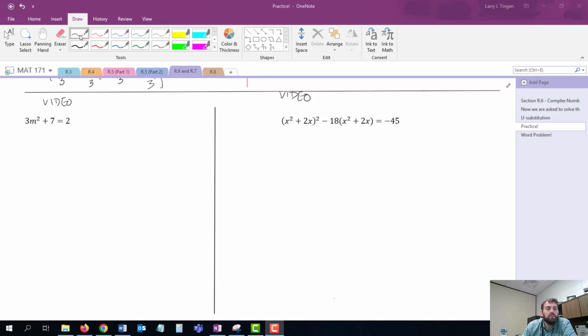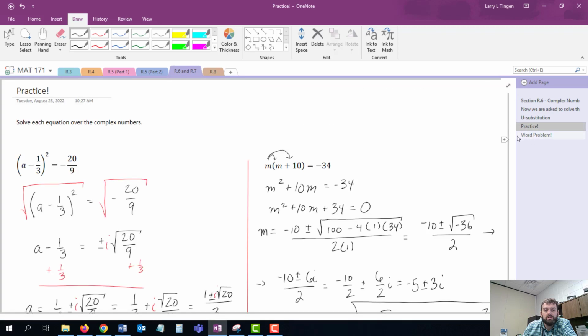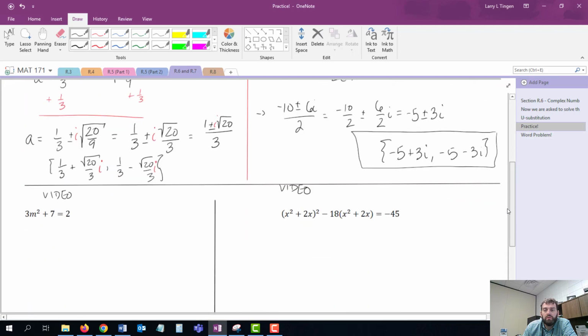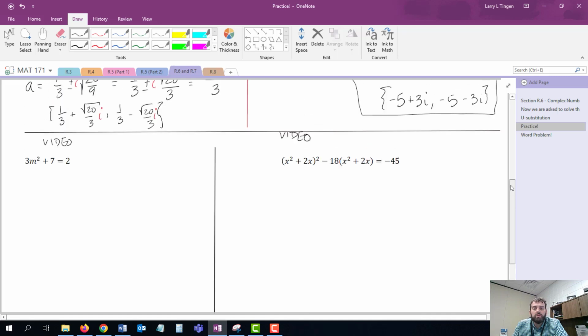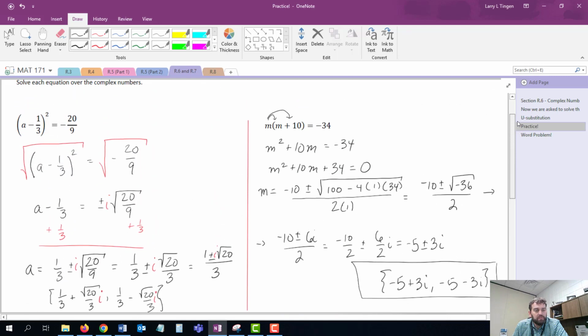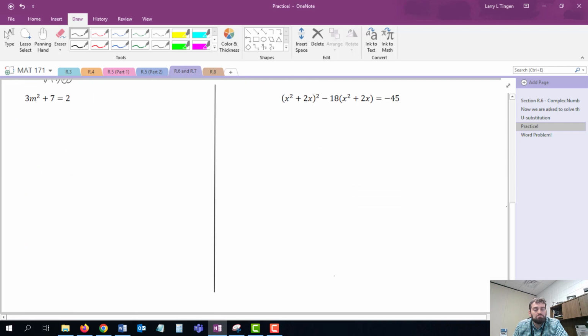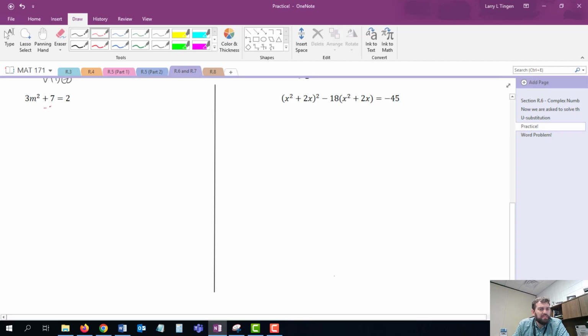And this one, just a reminder of where we are. We're dealing with the practice page of the notes. So let's go take a look. 3m squared plus 7 equals 2. Now, I didn't want you to start to get into some kind of habit of doing anything specific. So this practice page has examples of everything we've done, solving for the complex and using substitution. 3m squared plus 7 equals 2 feels super easy.